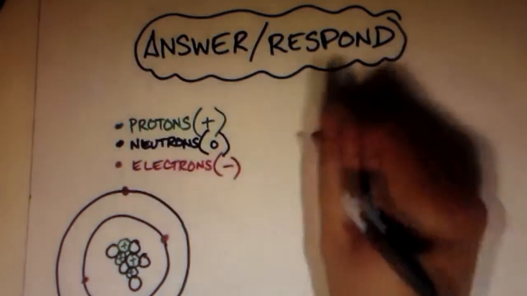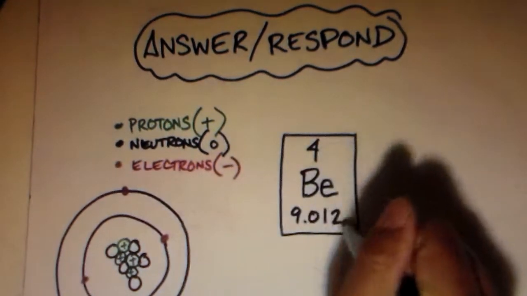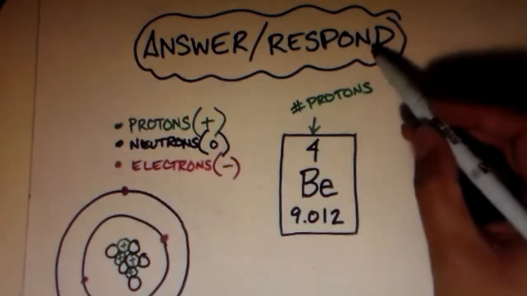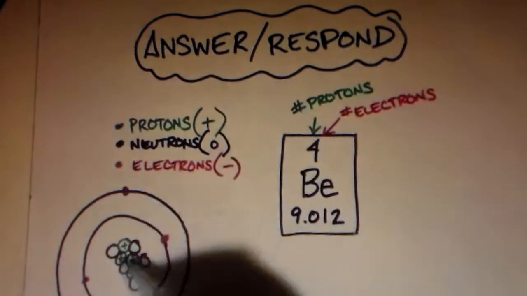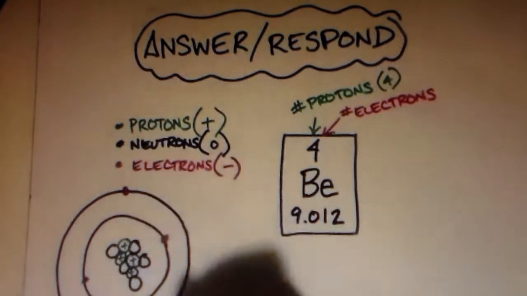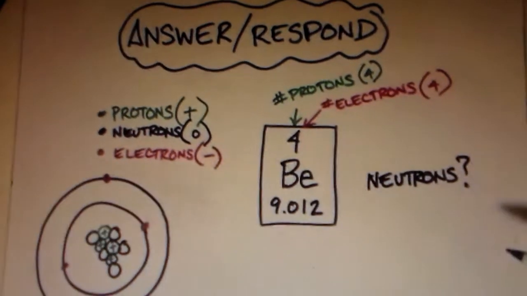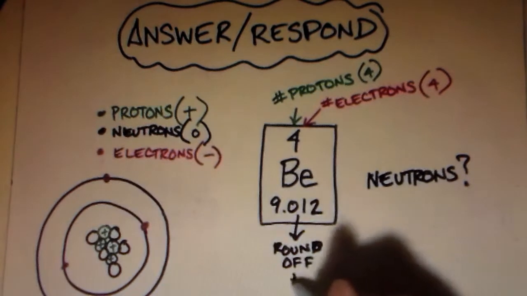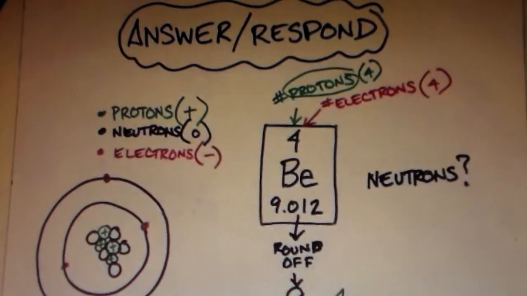Now, how do we find this out? Well, let's go ahead and take an element block. For instance, beryllium. We know that the atomic number tells you the number of protons, but also tells you the number of electrons. That's right. So if we count them up, we have 4 protons and we have 4 electrons. But how do we find the number of neutrons? Do you remember? Well, you have to round off the atomic mass, so that rounds off to 9. You subtract it by the number of protons, and that'll give you 5 neutrons.